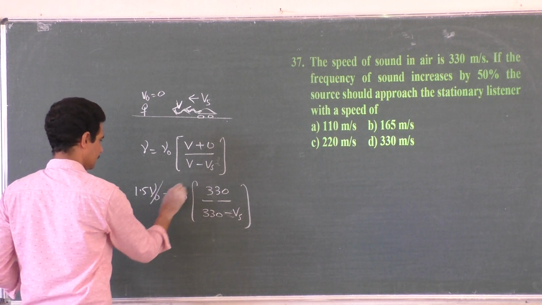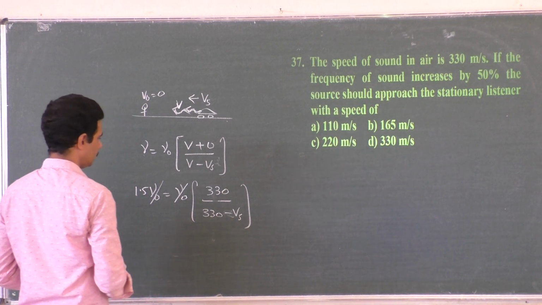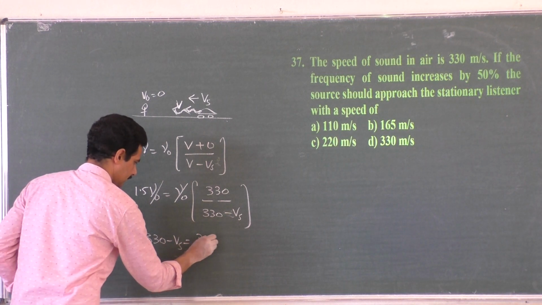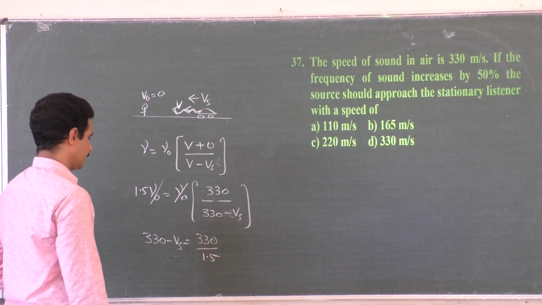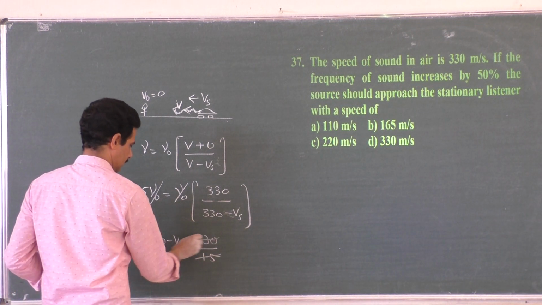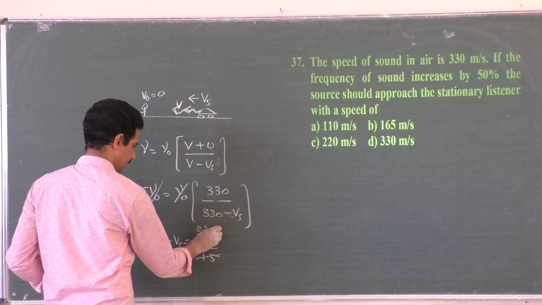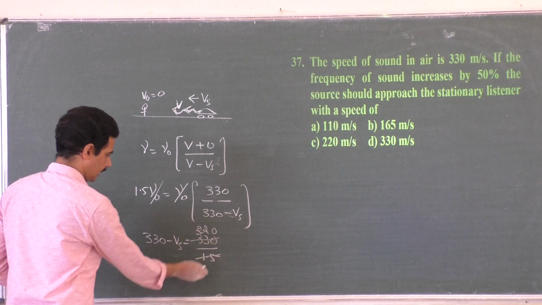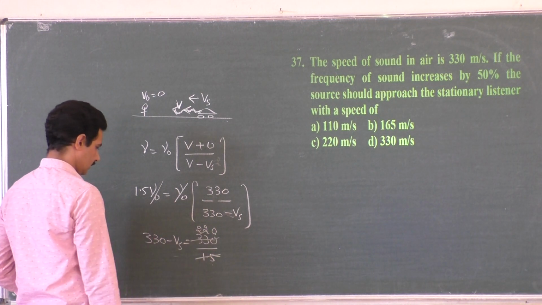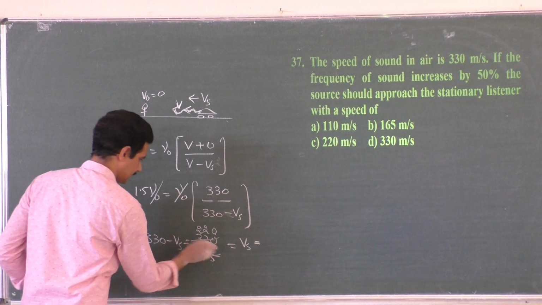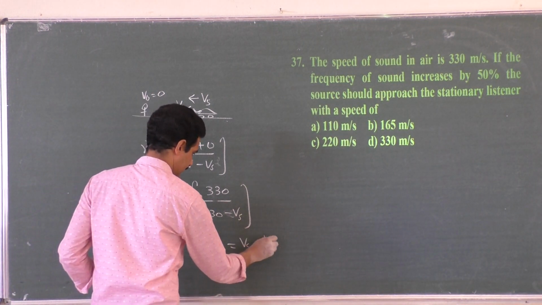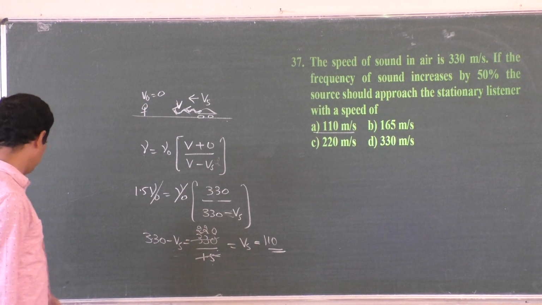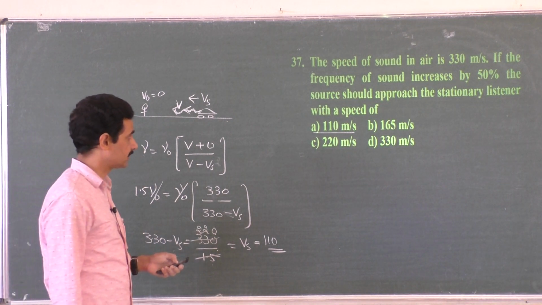Right. Cancel. Same problem we have. So 330 minus Vs is equal to 330 divided by 1.5. 1.5 is 2 times 3, 2 times 3, 0. Correct? 3300 by 15 is 220. So what is Vs? Vs is 330 minus 220, which is 110. That is the answer, A. Only the sentences are a little twisted.